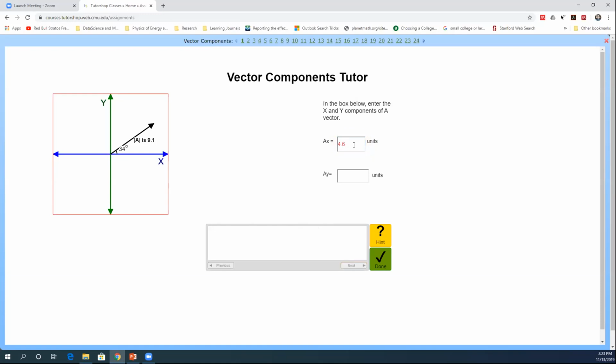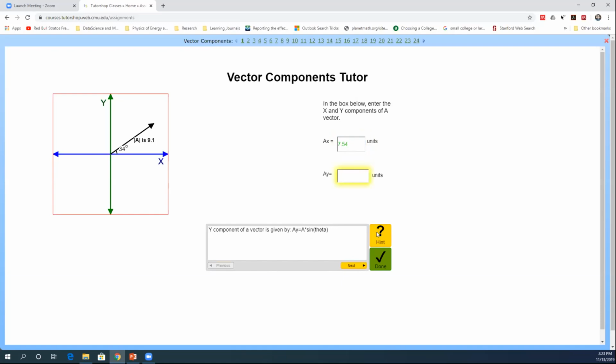Now it highlights in red, which means that I made a mistake. My answer is wrong, so I should try again. I take another hint. This hint is not enough for me, so I take the next hint. If the projection lies along the positive x-axis, it's positive. If it's on the negative x-axis, it's negative. If I still cannot get the answer, then it tells me that the answer is 7.54 and I can enter it here. Now it highlights in green, which means that the answer is correct.